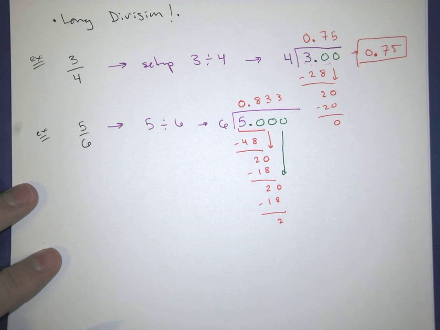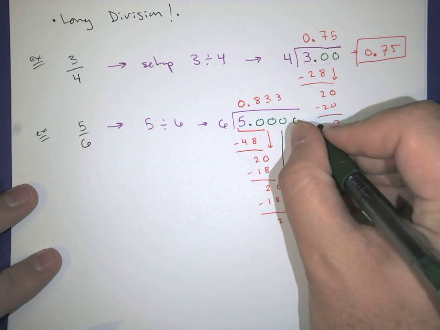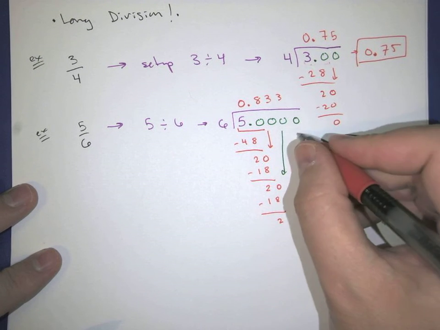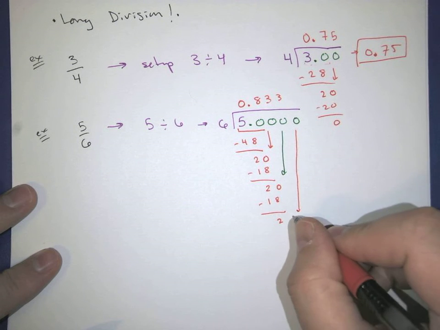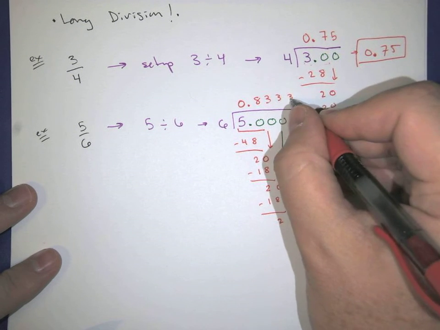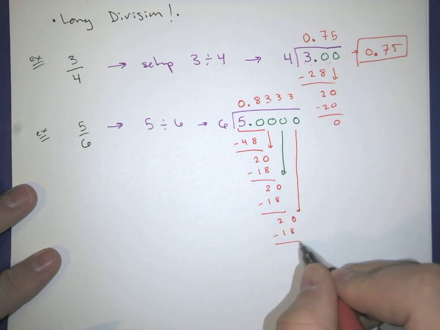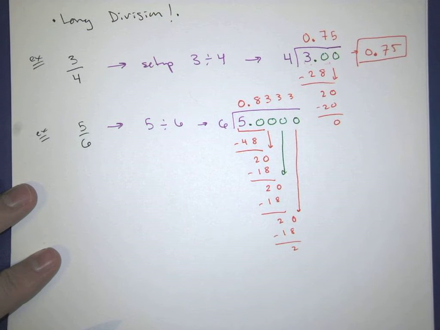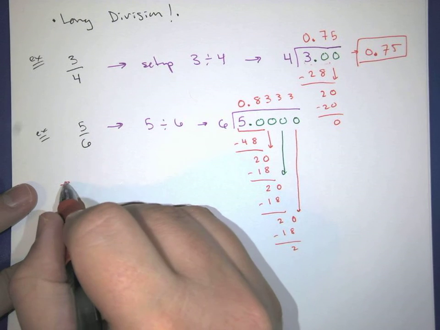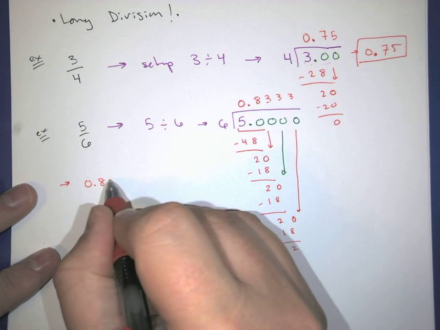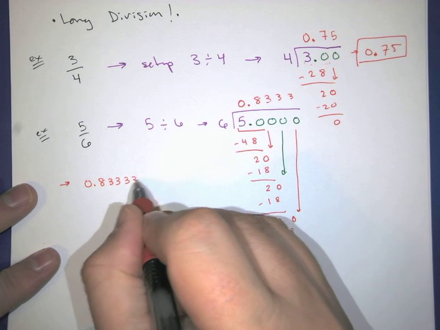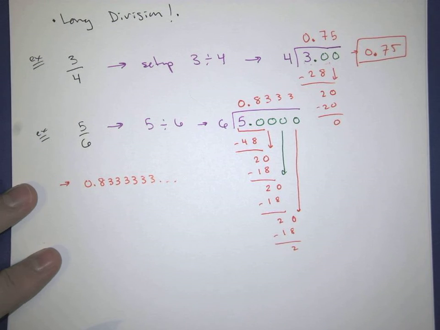because all that's going to happen is you're just going to get another 0, and you're going to bring it down, and it's going to give you another 20, and then you're going to put another 3 up top. It's going to give you another 18, and now you're just doing it again, and I just told you to stop. So this is going to keep going on and on, right? So what we're getting as a result is this 0.8, and then this infinite row of 3s, right? Literally 3s that go on forever.